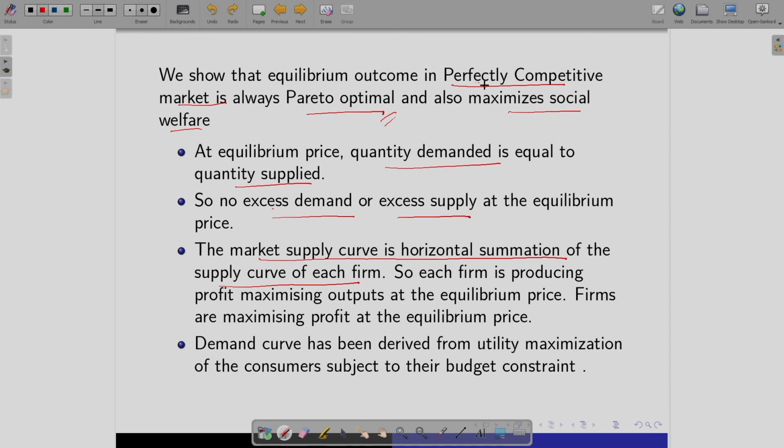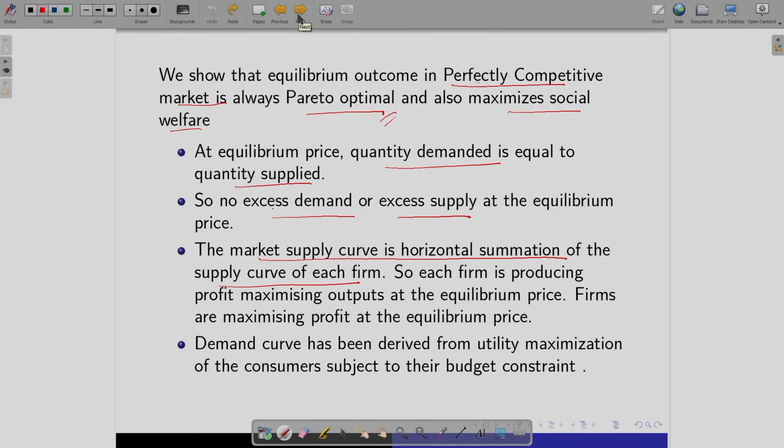And how have we derived the demand curve? The demand curve is the horizontal summation of the individual demand curves. And how did we get the individual demand curve? It is from utility maximization of the consumer, subject to the constraint that the consumer faces in terms of the market price and the income. So we have these two things. At that price, both the utility of the consumers and the profits of the firms are being maximized. That is why it is a Pareto optimal solution.